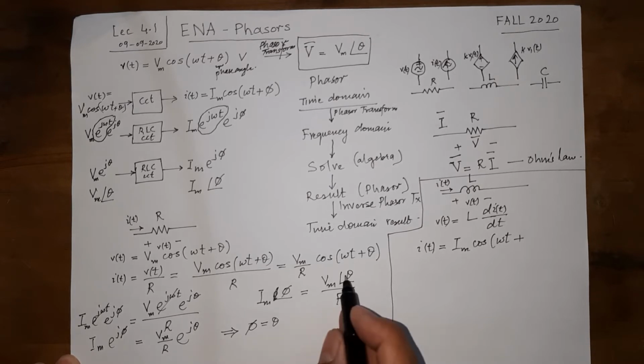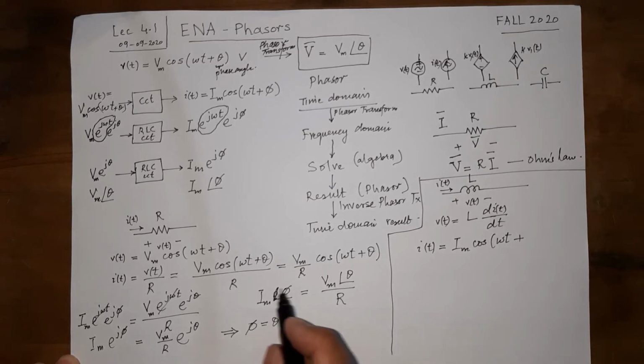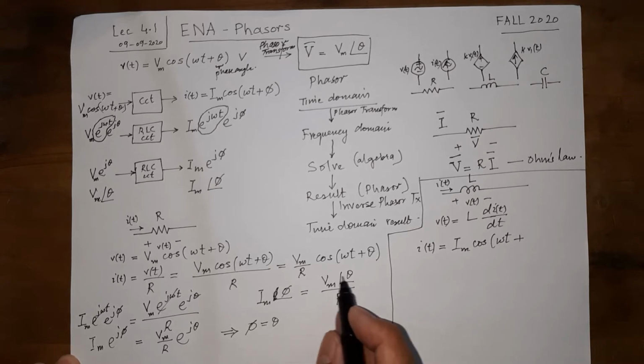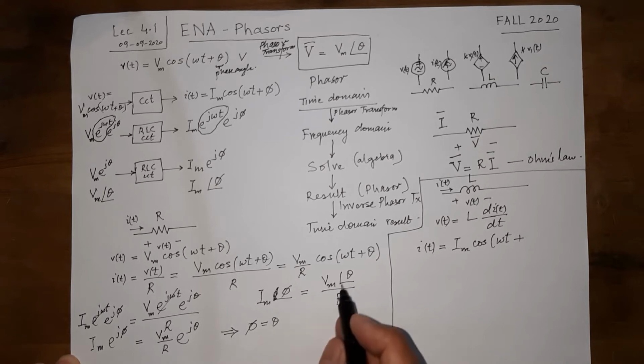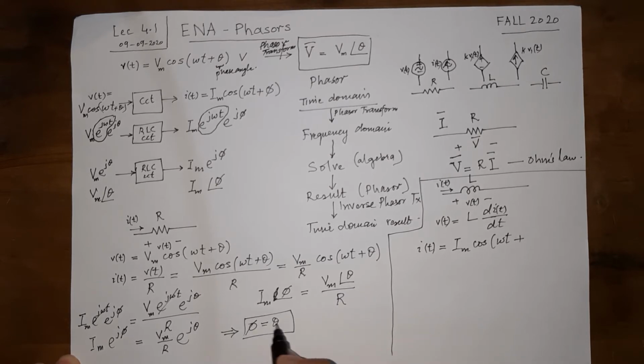Then this phi is equal to theta. Why? Because this is a complex number on the left hand side and a complex number on the right hand side. Two complex numbers can only be equal when their magnitudes are equal, so Im is equal to Vm over R, and when their phase angles are equal. So this is important: in a resistor, the current and voltage are in phase.